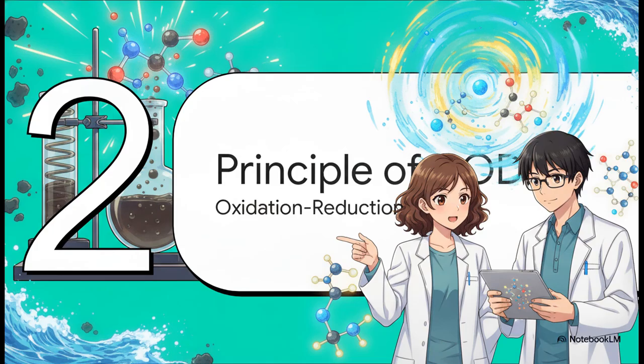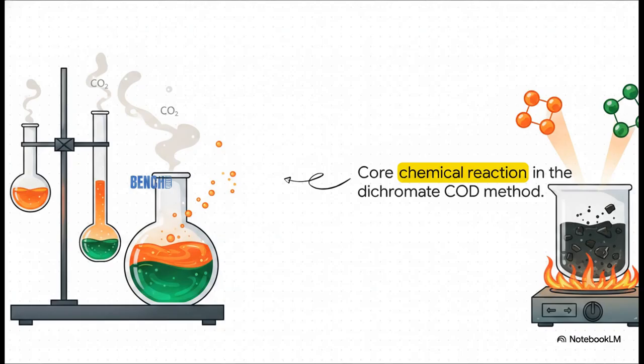Section 2. The principle of COD analysis, the oxidation reduction chemistry. Okay, so here's the core reaction, and it's actually pretty cool. In the standard dichromate method, we use the powerful bright orange dichromate ion as our primary oxidizing agent, and it sits in a strongly acidic medium of concentrated sulfuric acid. When we apply high heat, this orange dichromate relentlessly attacks the organic matter, literally oxidizing it into carbon dioxide and water. As this happens, the dichromate reduces itself into a green chromic ion.